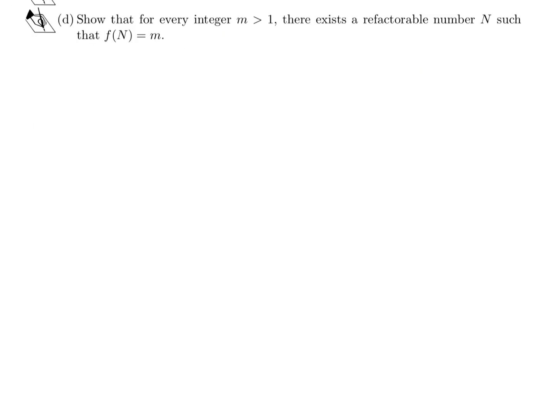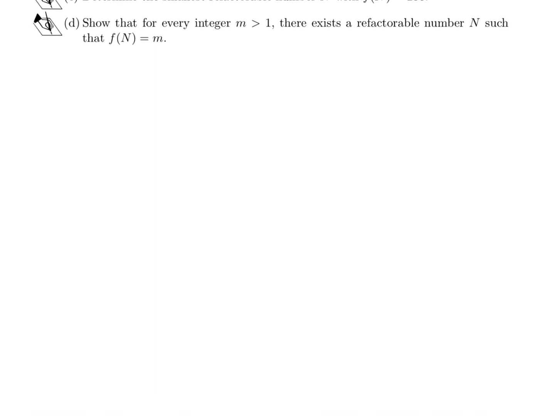Show that for every integer m greater than 1, there exists a refactorable number n so that f at n is equal to m. Okay, so the first thing I want to do is maybe give an example with some numbers, otherwise it will seem too abstract. Let's say m is equal to some number. I'm just going to choose 300. I'm just giving an example.